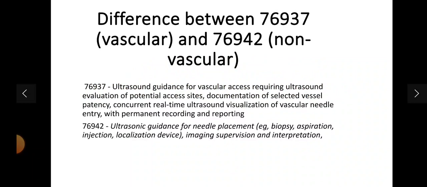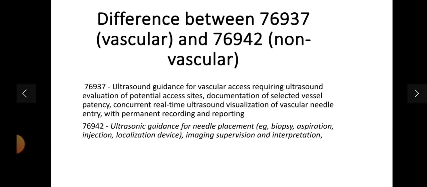76937 is used only for vascular procedures, which are done on arteries, veins, and blood vessels, and 76942 is exclusive to non-vascular procedures, that is, ultrasound guidance for needle placement for biopsy, aspiration, injection, and localization devices. So for all these procedures that need ultrasound guidance, we will use 76942.